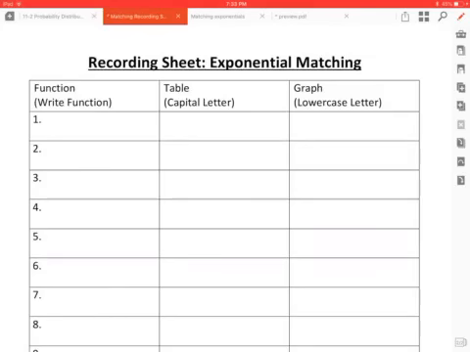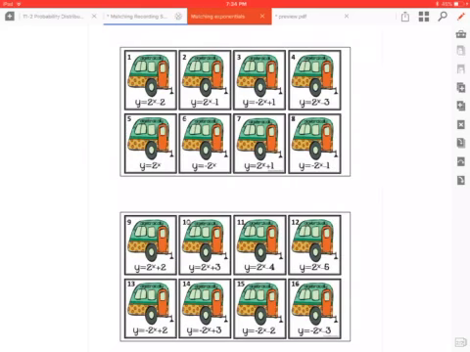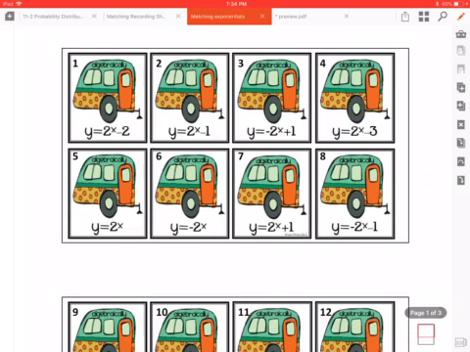Alright, so what y'all are doing today is just an exponential matching activity, kind of based on what we were doing yesterday at the end of class. So this will give us a little bit more practice on graphing those exponential functions. First thing it asks for, if you'll notice on number 1, it says function. So just checking the other page where I've got the cards on them.